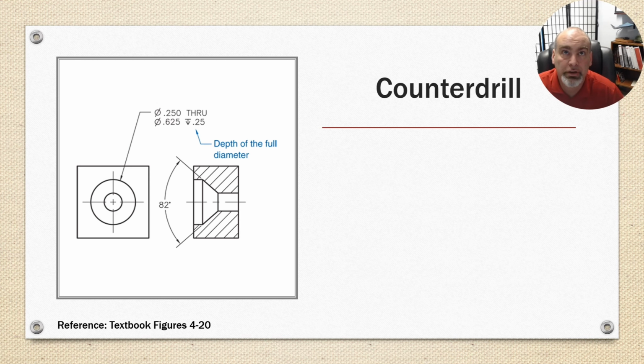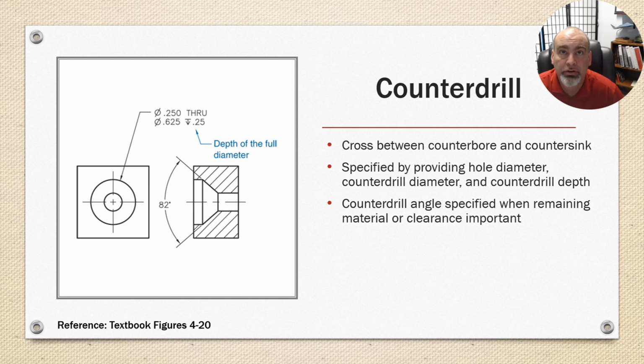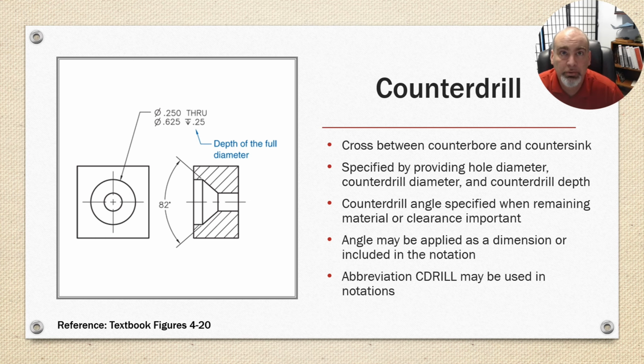Counter drill. It's similar to a countersink, but you go deeper. It's a cross between a counterbore and a countersink, specified by providing hole diameter, counter drill diameter, and counter drill depth. The counter drill angle is specified when remaining material or clearance are important, and the angle may be applied as a dimension or included in the notation. It's acceptable to use the abbreviation C drill when it's used in a note.